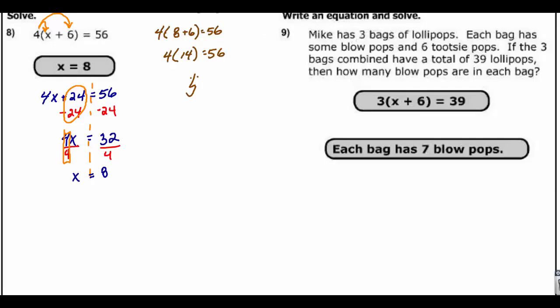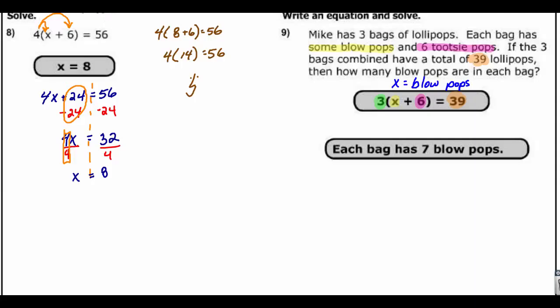So I have 3 bags of Blow Pops. There's the 3. Each bag has some number of Blow Pops. So I just decided that x is going to equal the Blow Pops. And each bag also has 6 Tootsie Pops. Altogether, in all the bags put together, there are 39 lollipops.